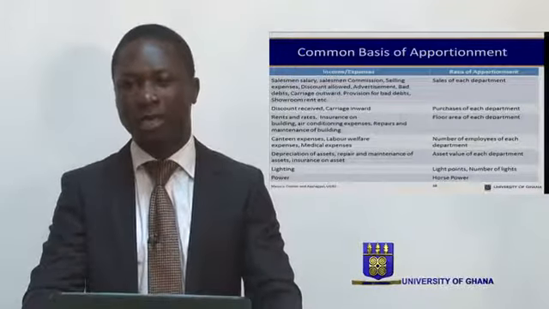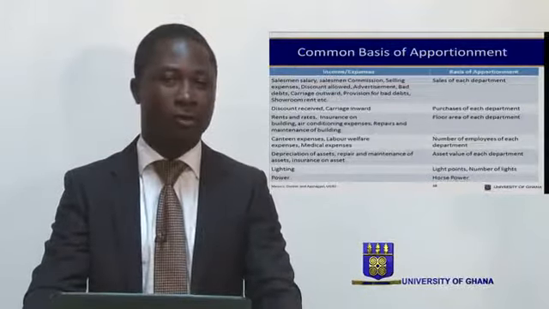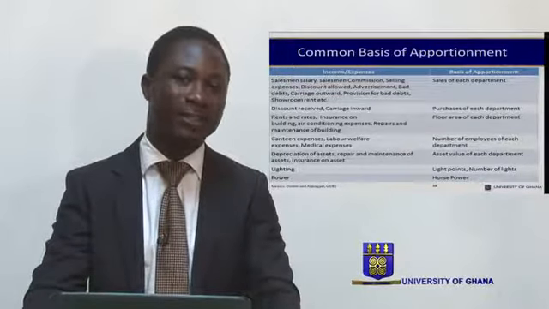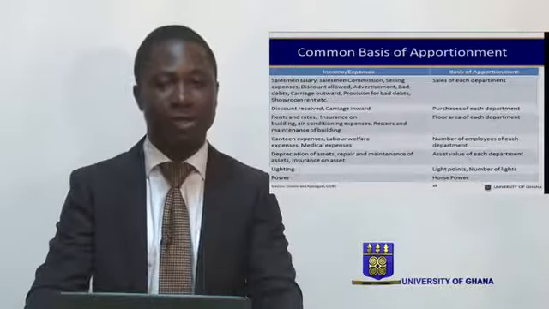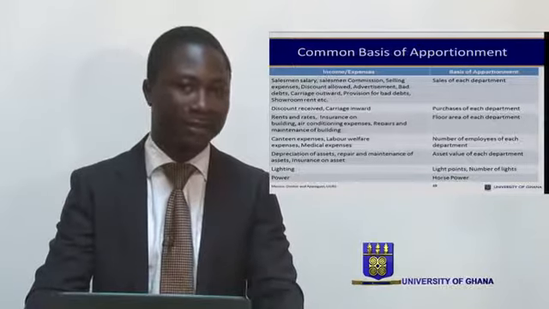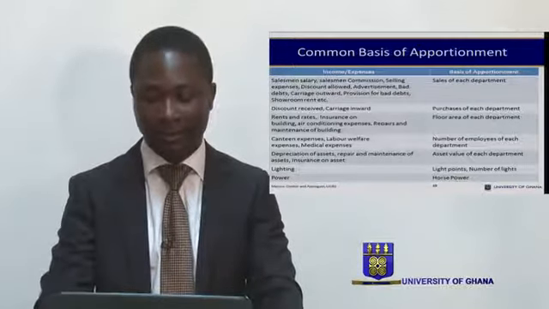I hope you'll be able to come up with a common basis or reasonable basis for sharing expenses when you go into your various organizations and you start practicing as financial accountants.